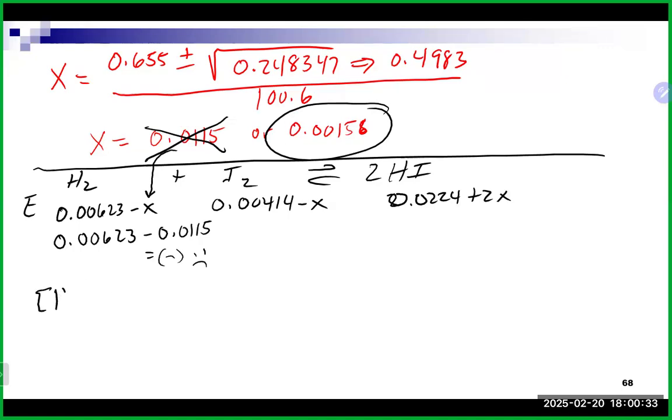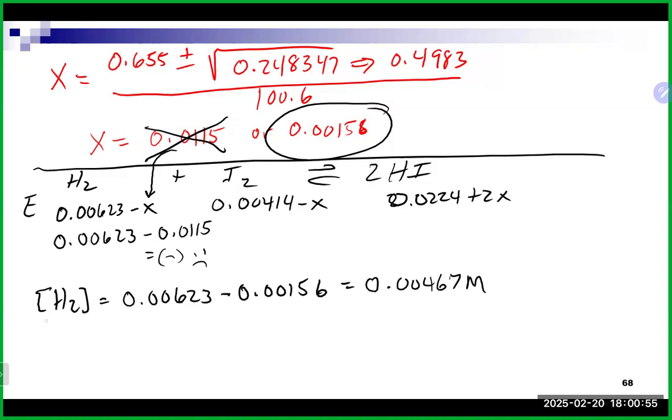So our concentration of H2 is going to be 0.00623 minus 0.00156, and that gets us 0.00467. Remember, this is molarity, a concentration. I2 will be 0.00414 minus x, so we minus our number here, 0.00414 minus 0.00156, and that'll get us 0.00258 molar.